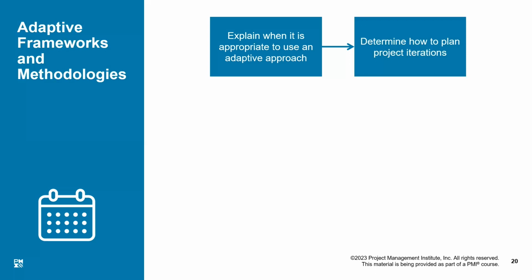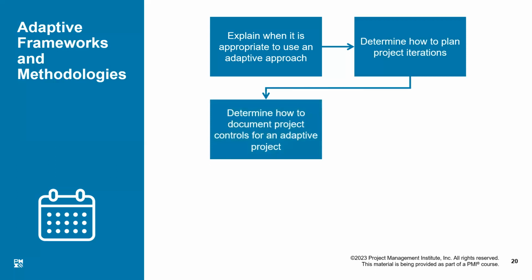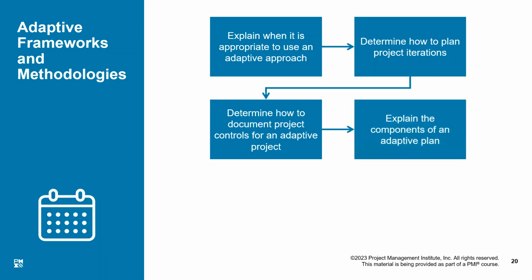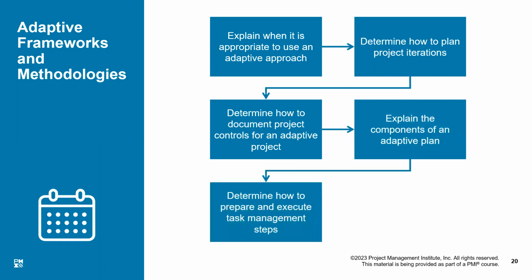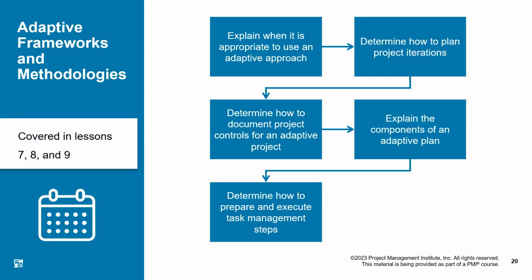So determine how to plan project iterations. Iterations are those short cycles of project release in Scrum or Agile. They are called sprints, iterations, short delivery cycles. Determine how to document project controls for an adaptive project. Explain the components of an adaptive plan. Great. Determine how to prepare and execute task management steps. All these are covered in lessons 7, 8, and 9.